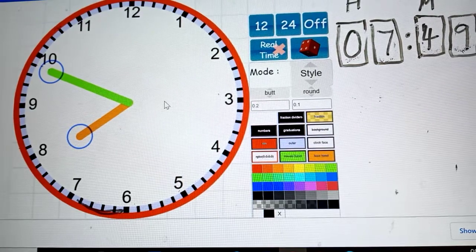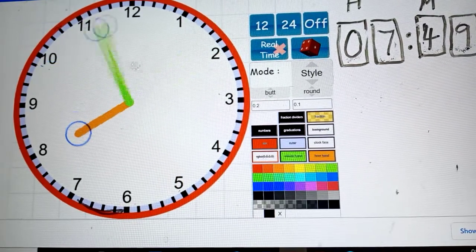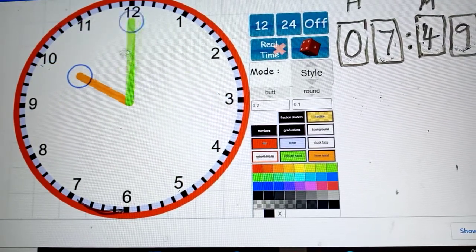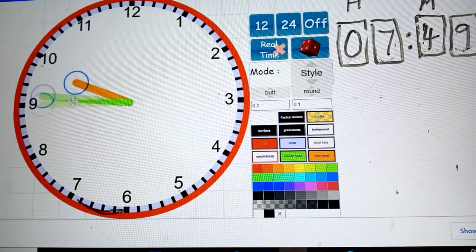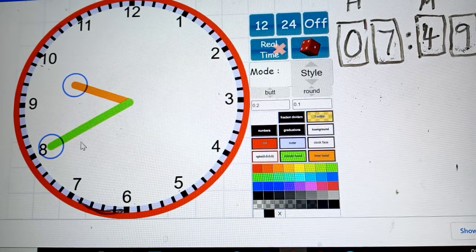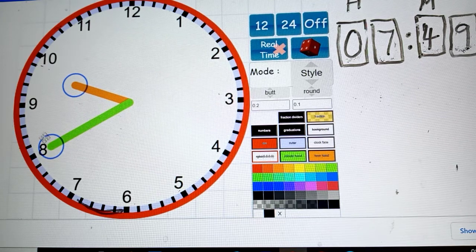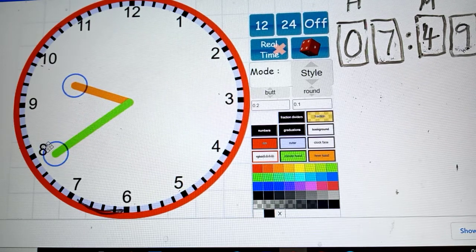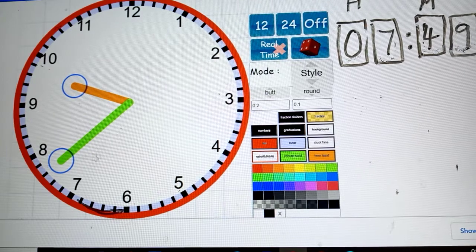I'm going to do one more to time because I think to is much harder than past. I'm going to go for that. No, I'm not. I'm going to go for that. Come on, come back. Yeah, go for that. Right, here goes.